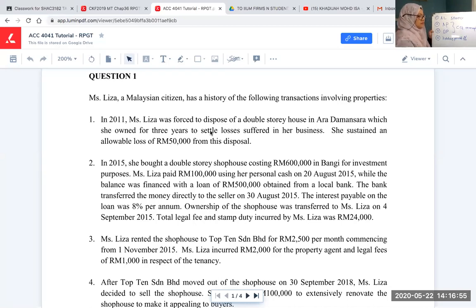So dah baca ni. Okay, let's look at the acquisition price. Remember that you have allowable loss. So this one later we are going to use that allowable loss against this. Remember, you pakai chargeable gain minus allowable loss, then only you minus your exemption. Okay, so let's decide on the acquisition price.